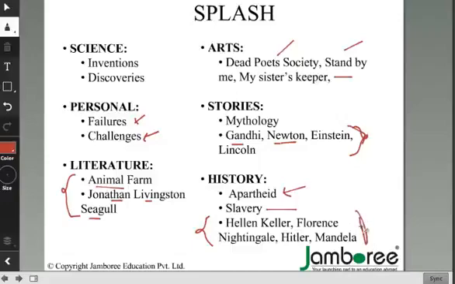So what I'm trying to say is that if your issue essay does not have at least one example, then it is highly unlikely that you will get a good grade. And so you have to work on these examples. Okay, so there are certain things that you can do. So this SPLASH method is one thing.